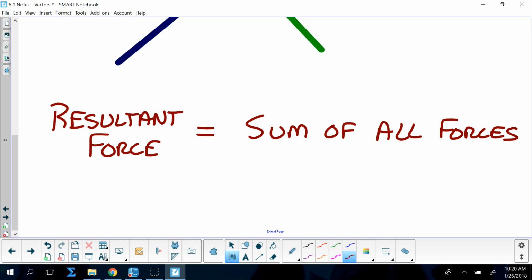Okay. So the result, what that object's going to do, is going to depend on everything that's acting upon it. Okay? And so the sum of all of those forces is what's going to move that basketball.